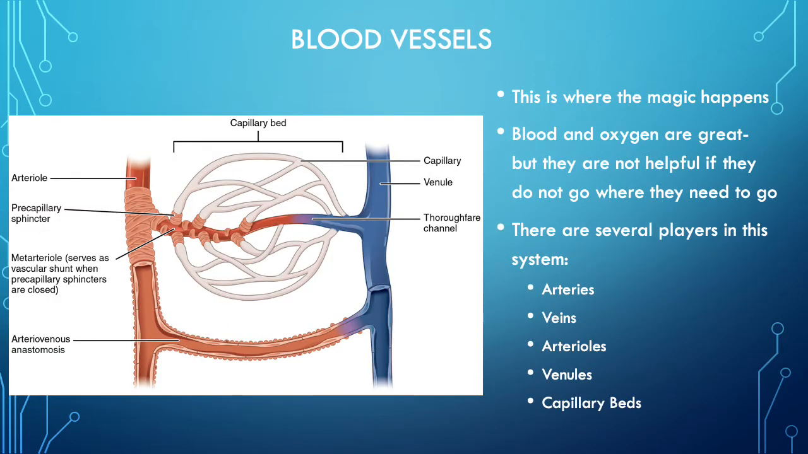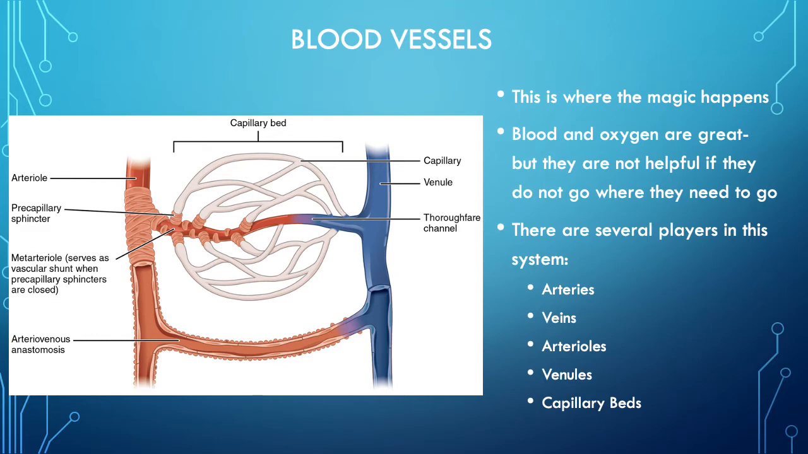So obviously our magical blood vessels, this is where the magic happens. It's so important to just understand some of the basics about them. Blood and oxygen are great, but they're not helpful if they do not know where to go. We have to have this transport system.